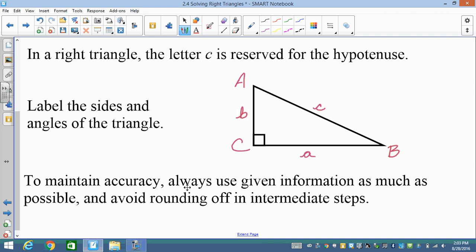To maintain accuracy, always use given information as much as possible and avoid rounding off in intermediate steps. That means you're using whatever value your calculator gives you until you're ready to write the answer down.